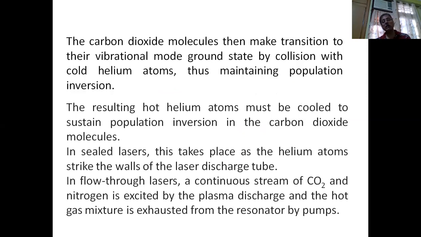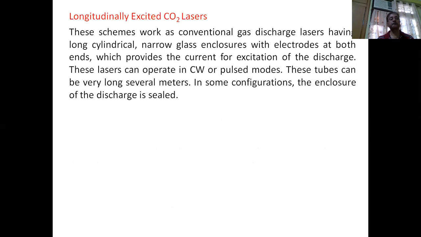The resulting hot helium atoms must be cooled to sustain population inversion in the carbon dioxide molecules. If the laser is a sealed one, this takes place as the helium atoms strike the walls of the laser discharge tube and cool down. Whereas in flow-through lasers, a continuous stream of CO2 and nitrogen is excited by plasma discharge, and the hot gas mixture is exhausted from the resonator by pumps.